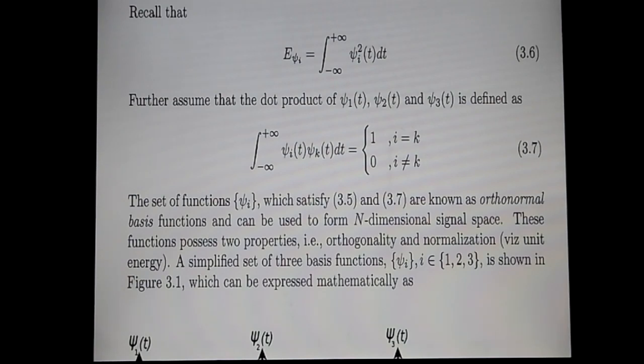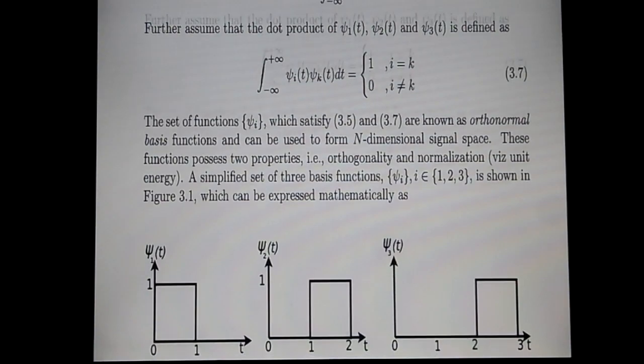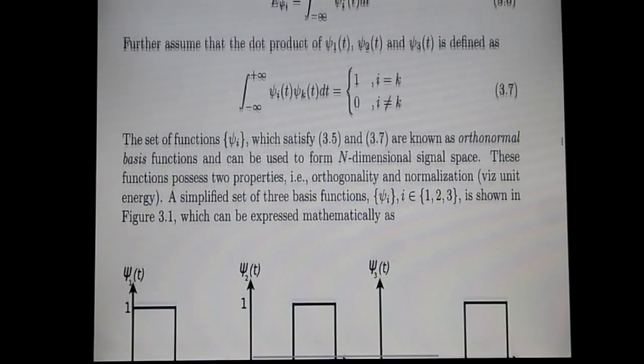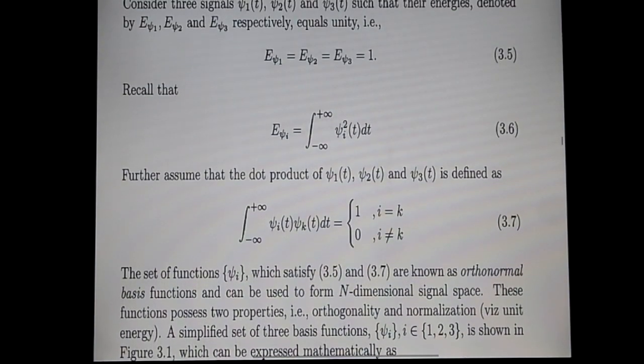And why do we call them basis functions? Because they exhibit two properties, orthogonality and normalization. Their energies are unity, and we can define many signals as a linear combination of these three basis functions. So we call them the basis functions, with which we can define our signals.